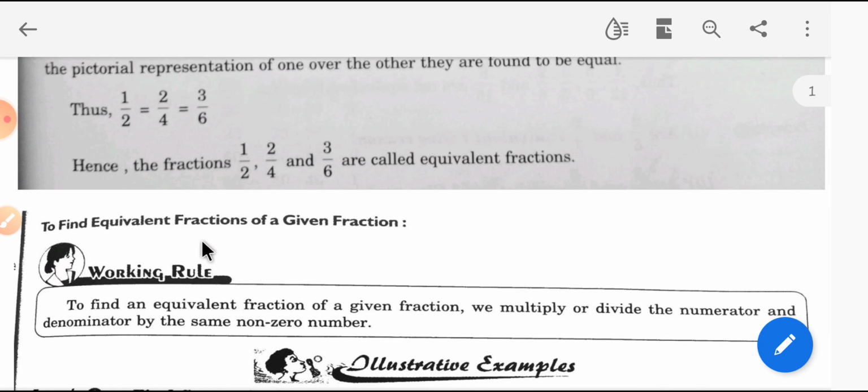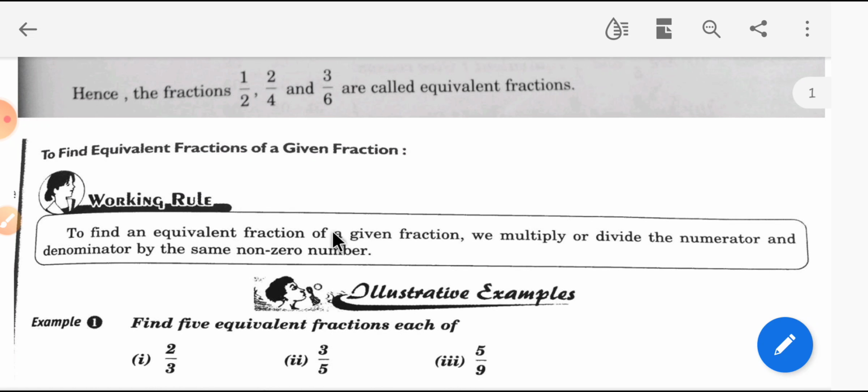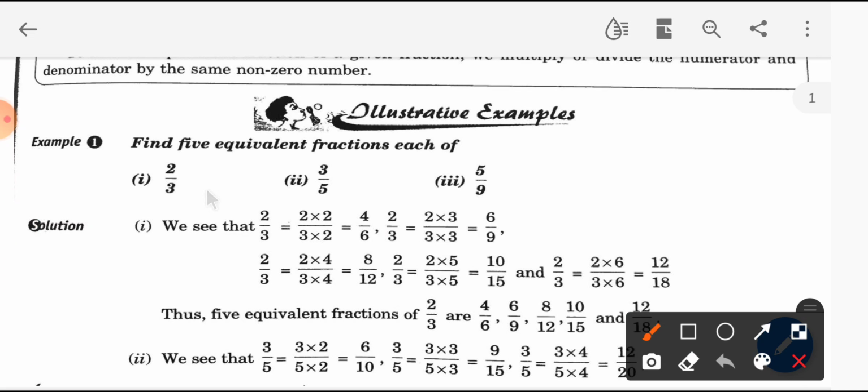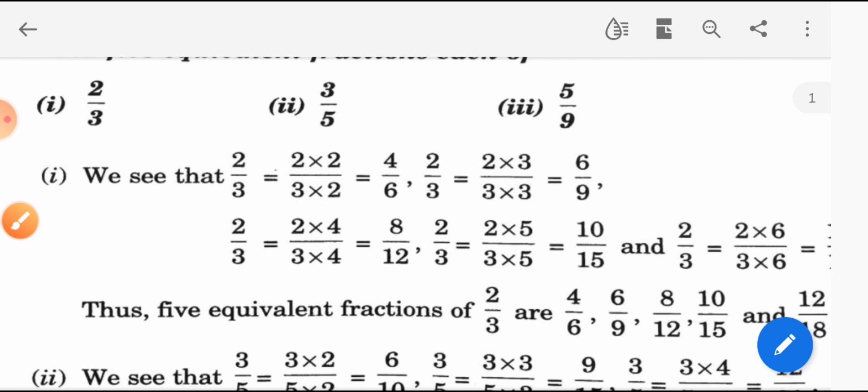Now, how to find an equivalent fraction of a given fraction? To find an equivalent fraction of a given fraction, we multiply or divide the numerator and denominator by the same non-zero number. Let us see the first example. We have to find 5 equivalent fractions of 2 by 3. So how to find? 2 by 3 is already given and we have to find its equivalent fractions, which are equal to 2 by 3 only.